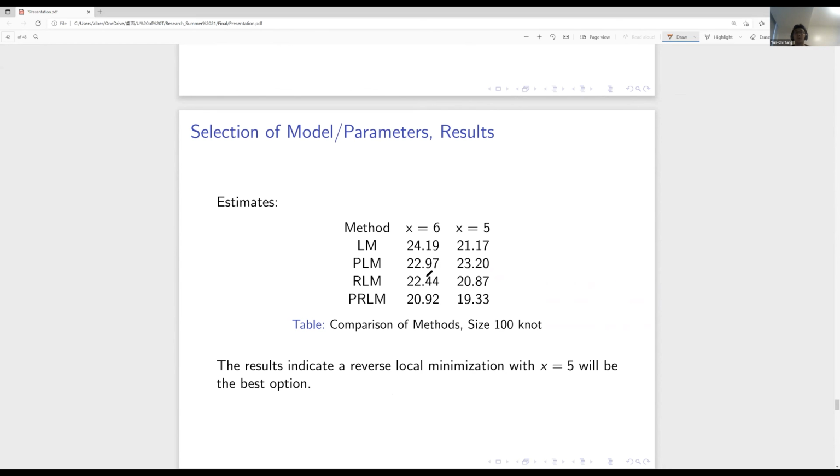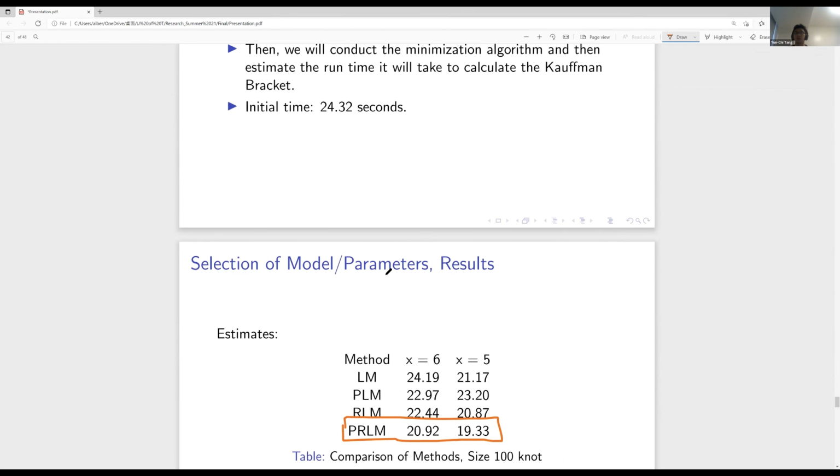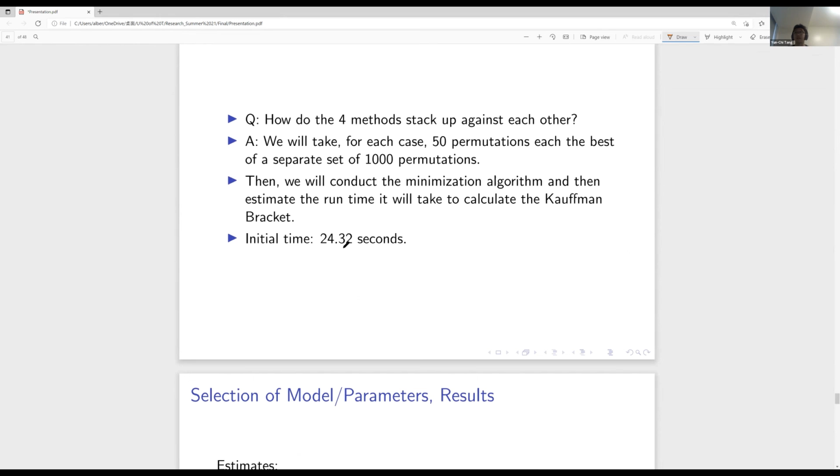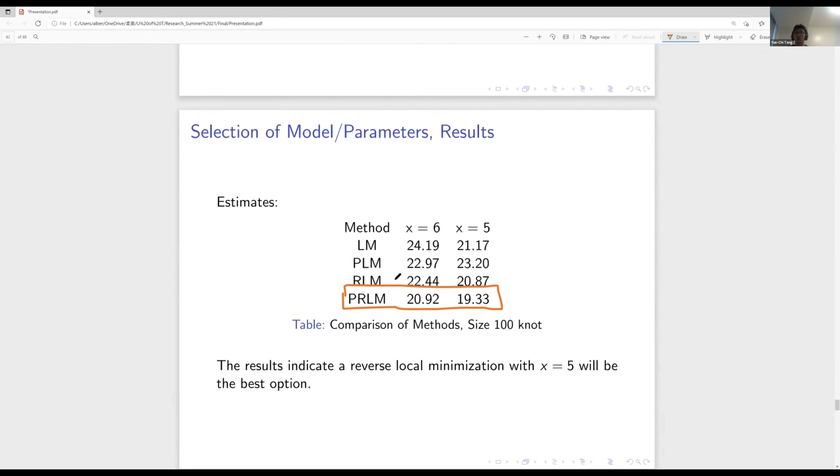And we're able to see that, at the end, if we do the faster version of the partial shuffle, trying to come up with a good enough order of the crossings every time, and then we do it in reverse, we're able to come up with permutations that will help us reduce the calculation time of the Kauffman bracket from originally about 24 seconds on a size 100 knot to now less than 20 seconds.